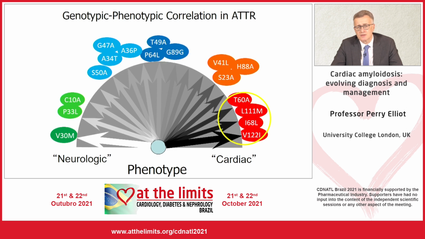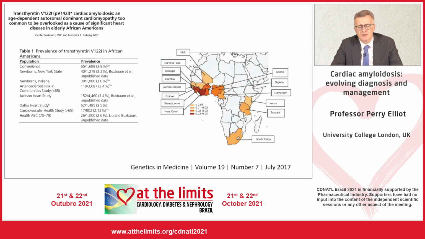Probably the commonest genetic mutation to cause amyloidosis is the V122I. And this occurs in maybe 3 to 4% of individuals of Black African descent. And whilst not every carrier of mutations in that gene develops amyloidosis, it is very clearly significantly overrepresented in heart failure populations.